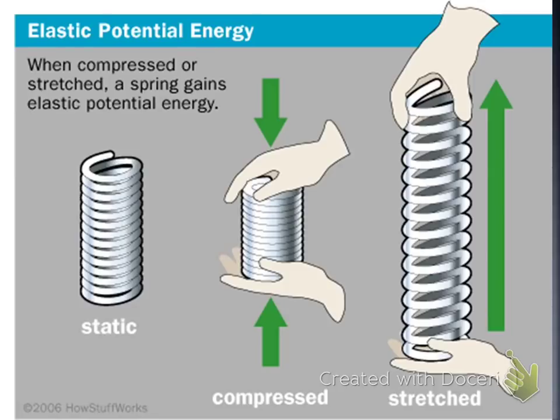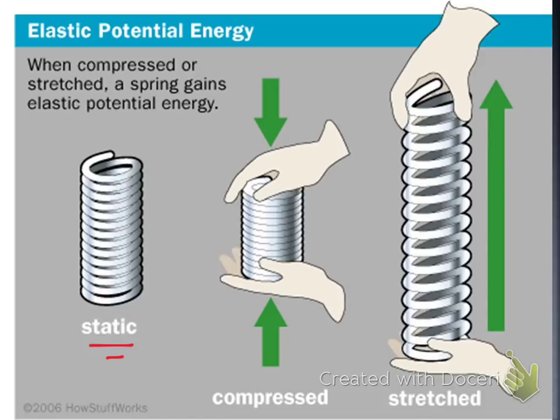In our coils or springs, what does static mean? Yeah, at rest, right? It's not moving. So that means it's not being pulled or pushed. Compressed means we've done what? We pushed it together. And stretched means we've pulled it apart. If we stretch or compress it, what does it want to do when it's let go? Go back to its static position. It wants to get back to its static position.